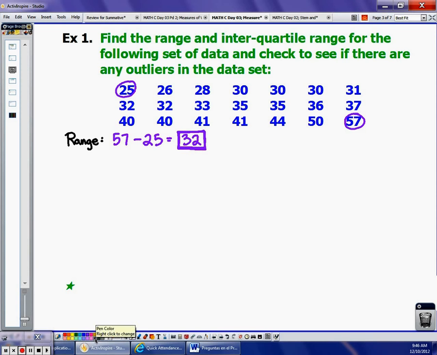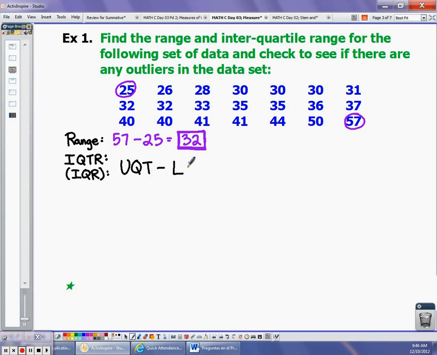Now what we want to do is find the interquartile range. We can say IQTR for interquartile range, and there are some people that abbreviate it as IQR. To find the interquartile range, we need to take our upper quartile and subtract our lower quartile. That means we have to find out what our upper quartile and our lower quartile are.